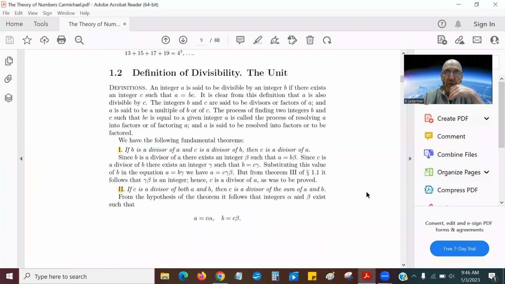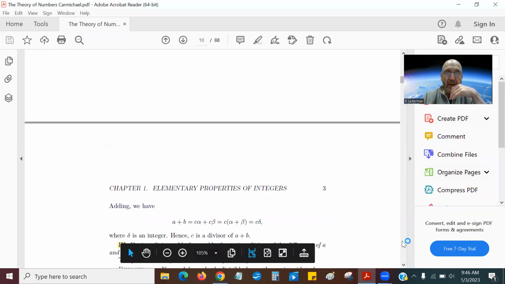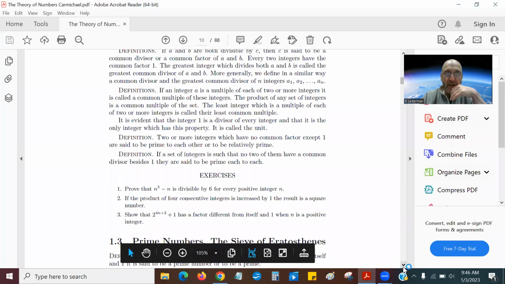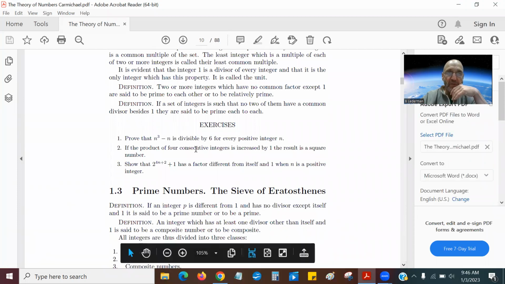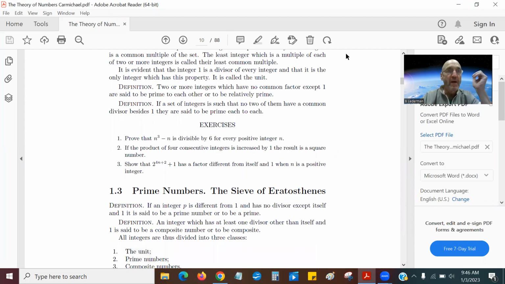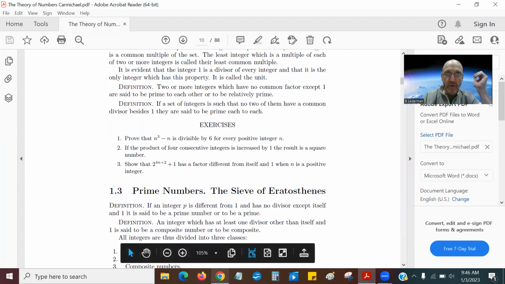So section 1.2, and you get to the end of the section, and there you go. There's two problems right there. So that's problem one, and that's problem two, and that's going to be your homework. Alrighty, and let's go back to Canvas.